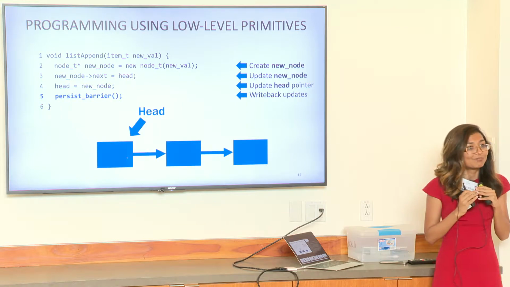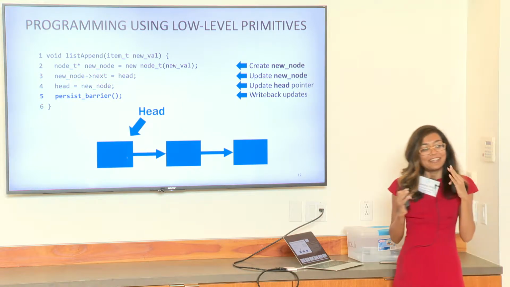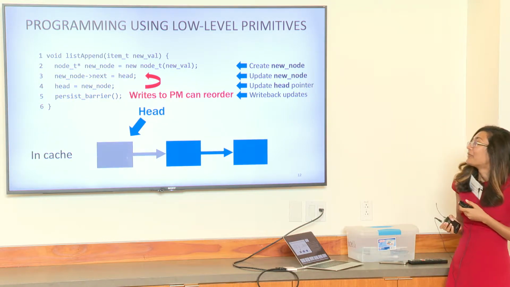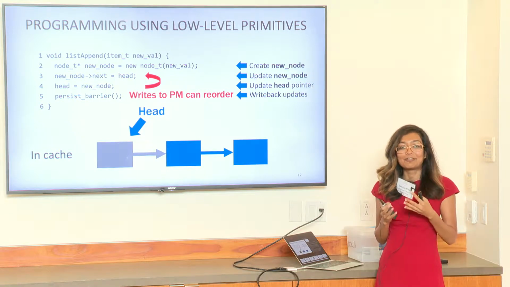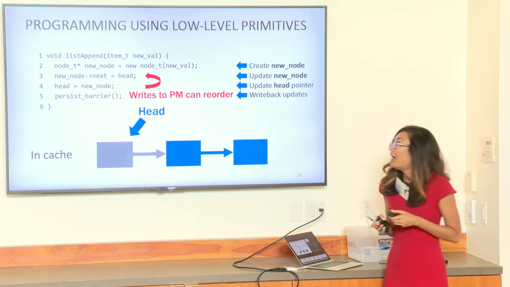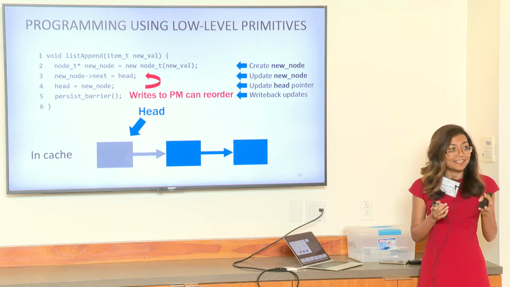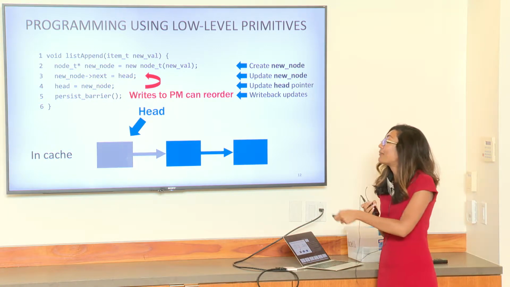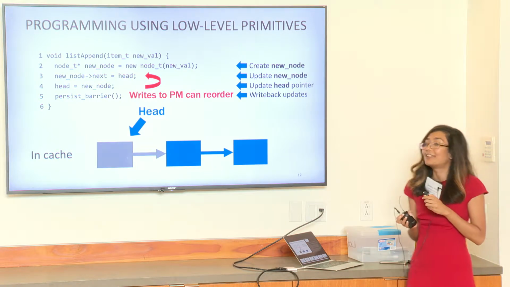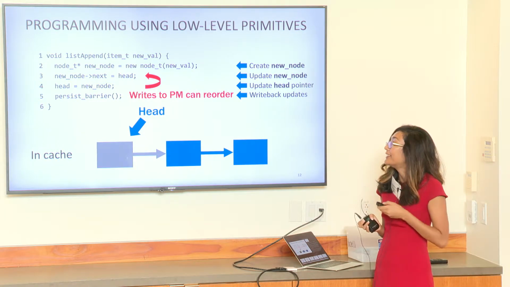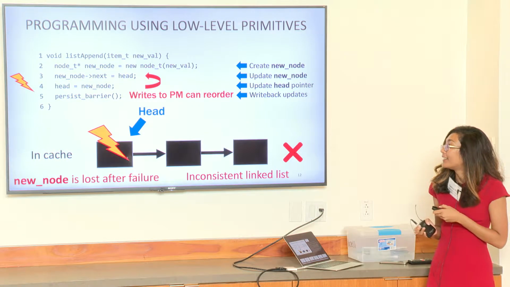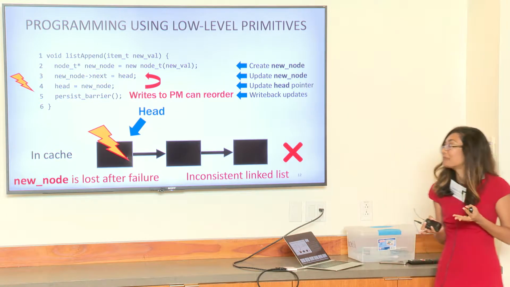So is this code correct? It seems correct because they have flushed everything at the end, but actually it is not. Because the hardware can do reordering at runtime, it's not guaranteed that the head will always persist at the end. So there could be a case where the head persisted, but the new node has not been persisted in memory. And if there is a crash before the barrier, then we will lose this node, and essentially the linked list will become inconsistent.